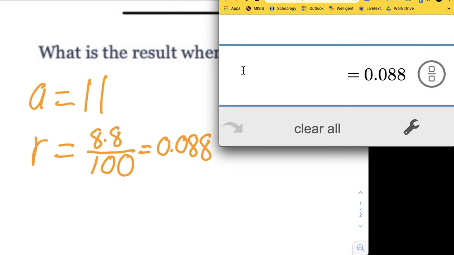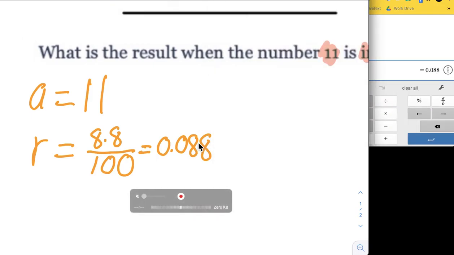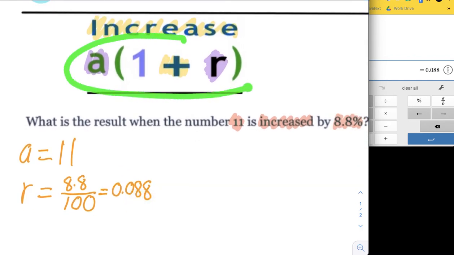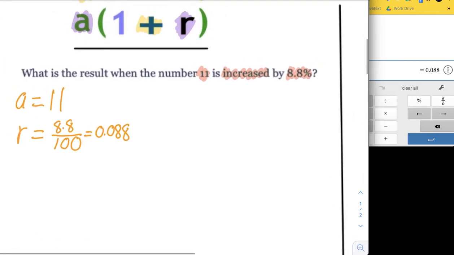0.088. And there we are. We have our A and we have our R. And now what we're going to do is use our formula here to find out, if we start at 11 and we increase 8.8%, where do we get to? So let's copy our formula here.